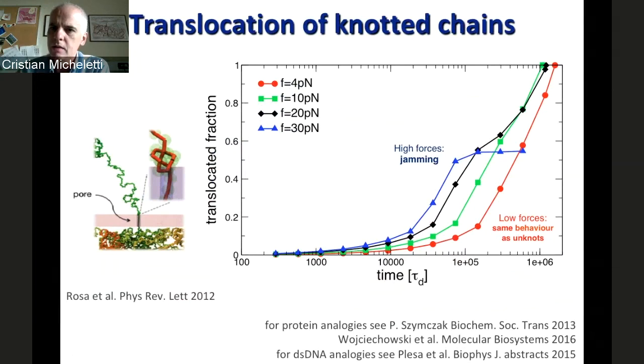But if you keep increasing the force, unlike what happens for an unknotted chain, instead of going faster and faster and faster, you actually hit a plateau and you completely jam the translocation process because the chain is stuck due to the excessive tightening of the knot. And this is an effect that, after we had seen it, has also been reported in other models for other types of biomolecules, not only polyelectrolytes, let's say single-stranded DNA, but also proteins and so on, and these are the references at the bottom of the slide.